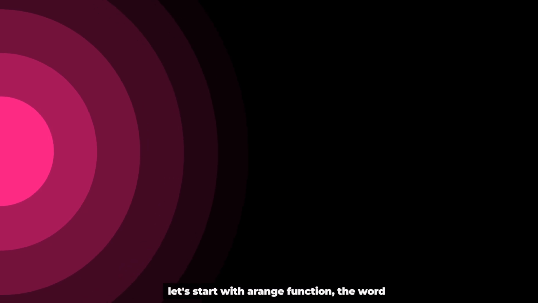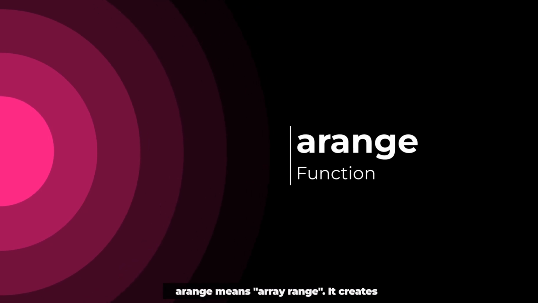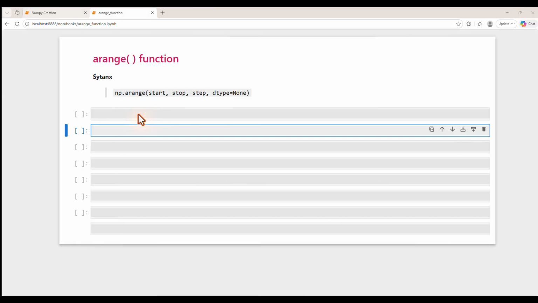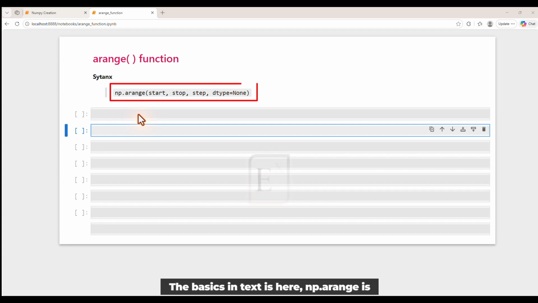Let's start with the arange function. The word arange means arrange. It creates numbers in a sequence with a given range. Let's start with the basic simple syntax. The basic syntax is here: np.arange(start, stop, step, dtype).